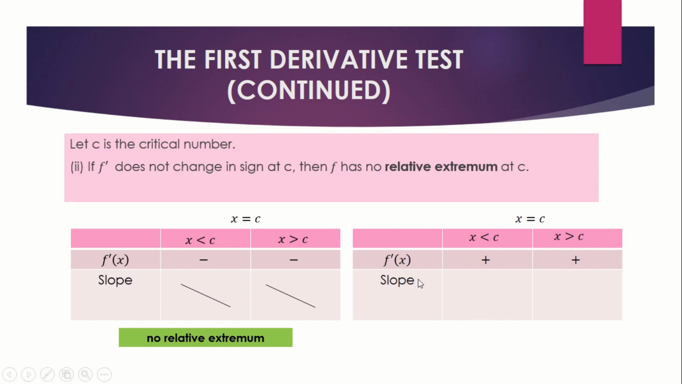Similarly here, if we have the sign plus and plus, x less than c is plus, x greater than c is plus. So if we draw the lines, we get positive and positive slope. If we join the two lines, we don't get any extremum point. So therefore, f has no relative extremum at x equal to c if f' does not change in sign at c.